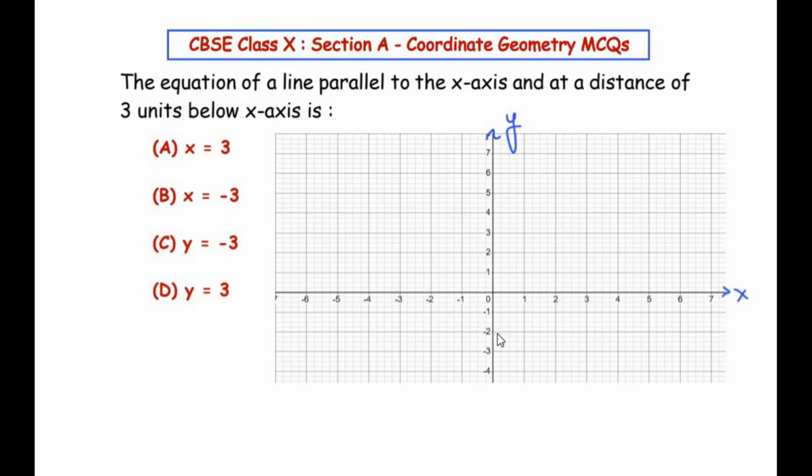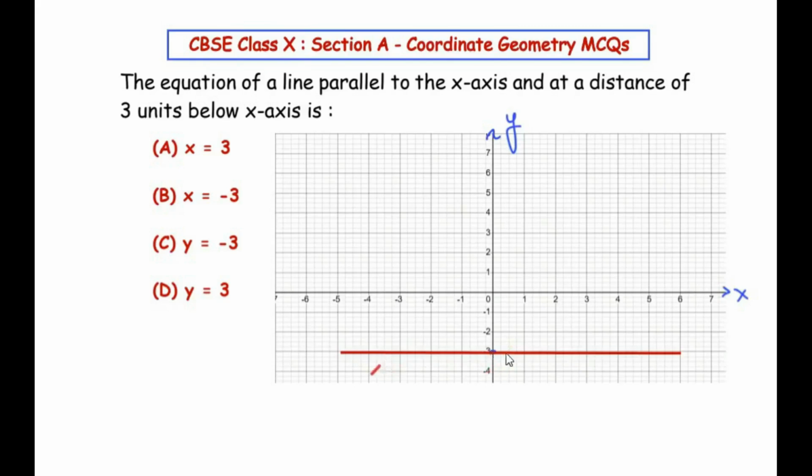So 3 units below the x-axis, which means this is 1 unit below the x-axis, 2 units below the x-axis and 3 units below the x-axis. So the line is parallel to the x-axis. So this is how it looks and it is 3 units below the x-axis.